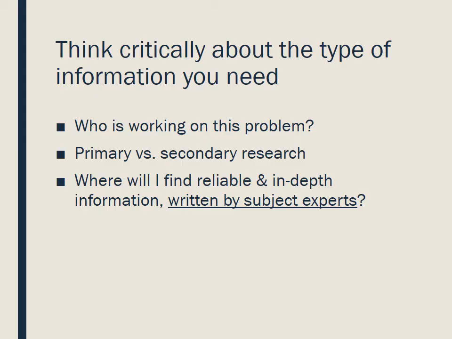First, as I just said, think critically about what type of information you need. So, do I want scholarly journal articles? Mostly, yes, that's what you're going to be using. Think about who's working on this problem, who's doing the research on this topic. So for that reason, you're going to be looking for primary research articles as opposed to secondary or tertiary research articles. And I would refer you to the separate video on literature reviews if you'd like a more in-depth discussion of primary versus secondary research.